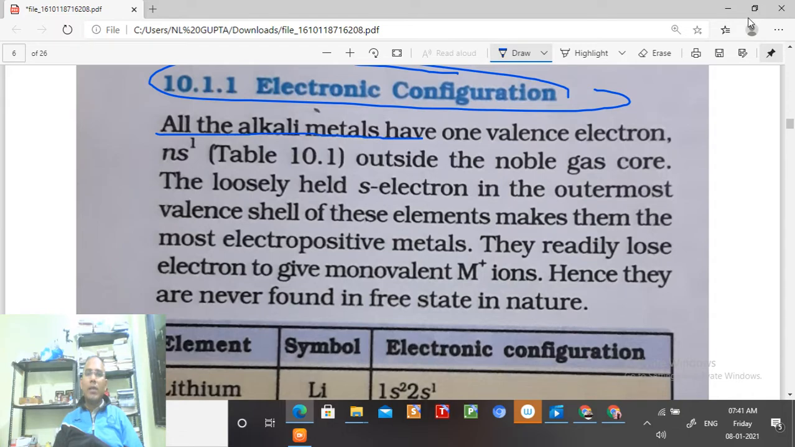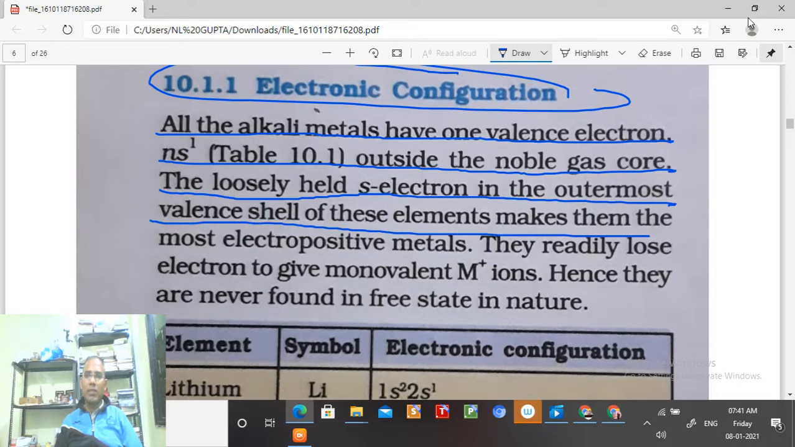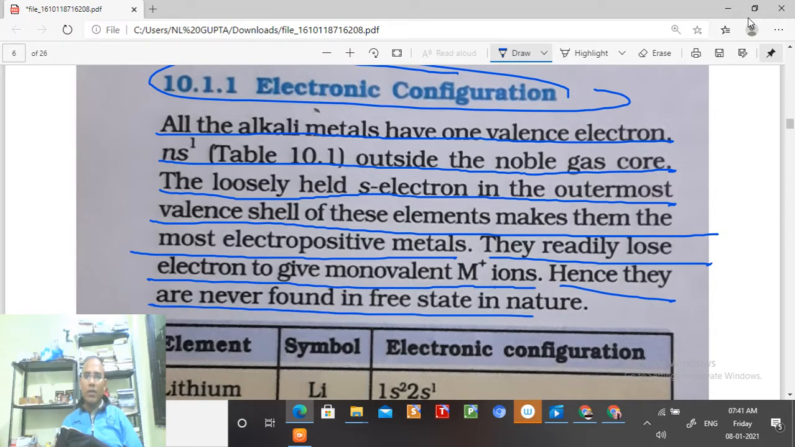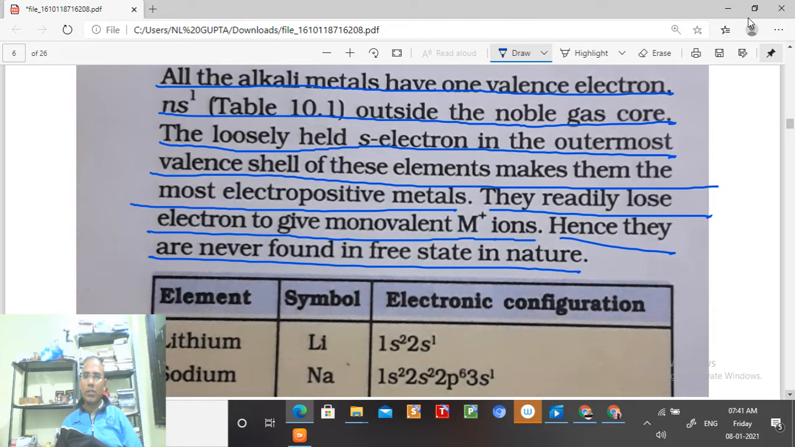All the alkali metals have one valence electron, ns1, outside the noble gas core. The loosely held s electron in the outermost valence shell makes them the most electropositive metals. They readily lose the electron to give the monovalent M plus ion. Hence, they are never found in the free state in nature.